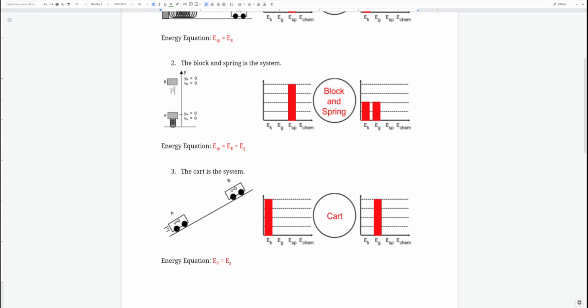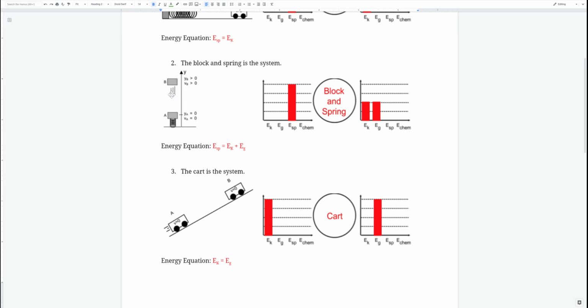In our second problem, we have the block and spring as the system. So there we go, write block and spring. Then we look, our spring is compressed here. It says the block isn't moving and it's on the ground. So we say isn't moving, no kinetic energy, on the ground, no gravitational energy, spring is compressed, so all spring energy. And again, no chemicals here, so no chemical energy.